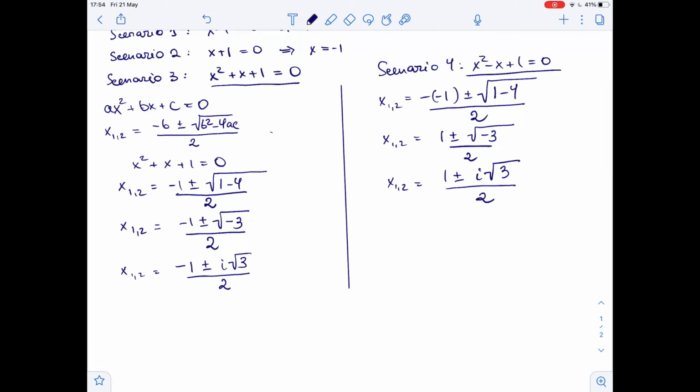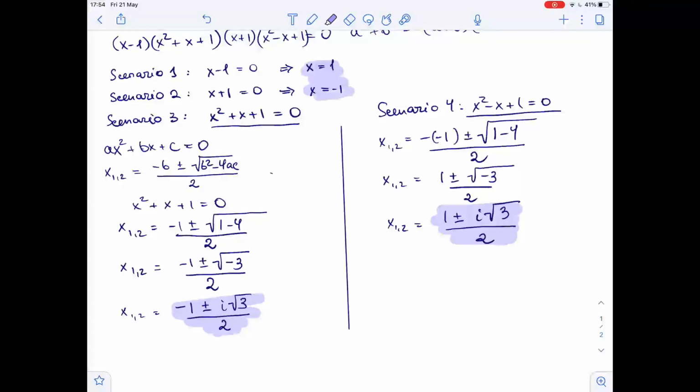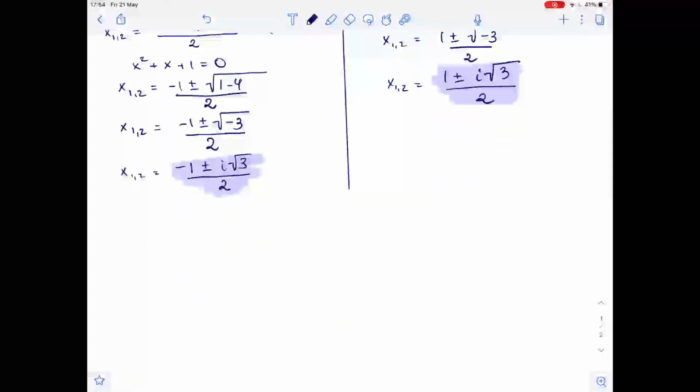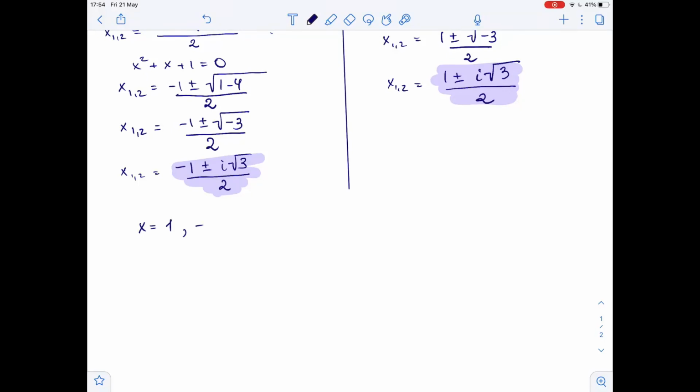So now we see that in scenario 3 we have 2 possible solutions, and in scenario 4 we also have 2 possible solutions. So let's write down all solutions which we have found. So first of all, x can be equal to 1, negative 1, then negative 1 plus i times square root of 3 over 2, then negative 1 minus i times square root of 3 over 2, then 1 plus i times square root of 3 over 2, then 1 minus i times square root of 3 over 2.